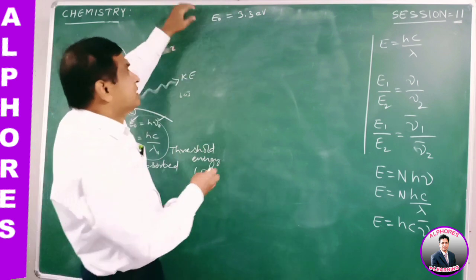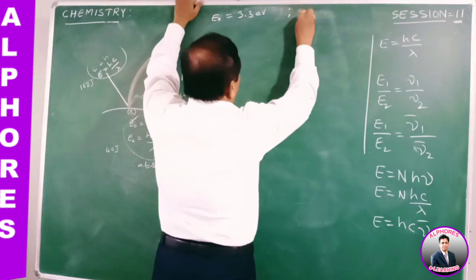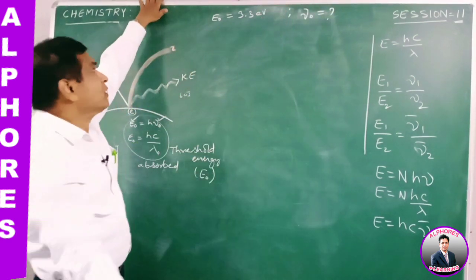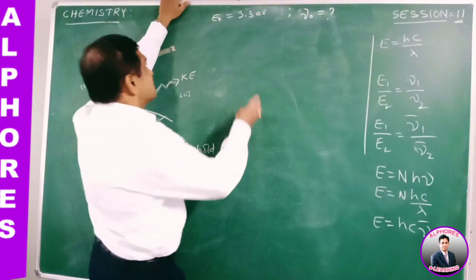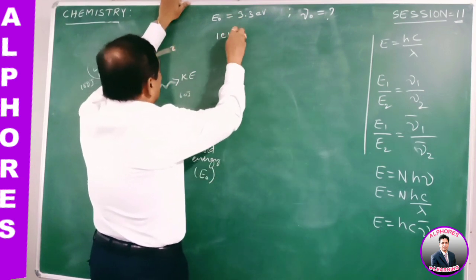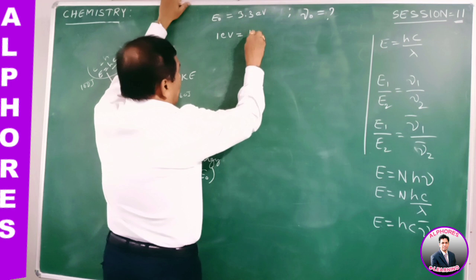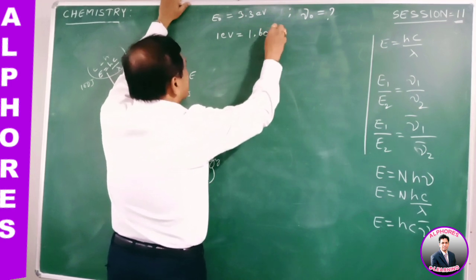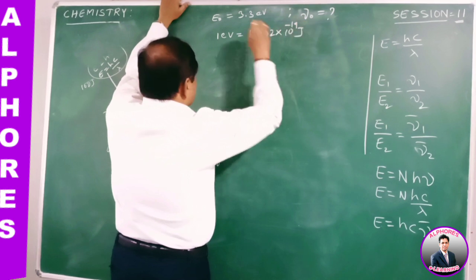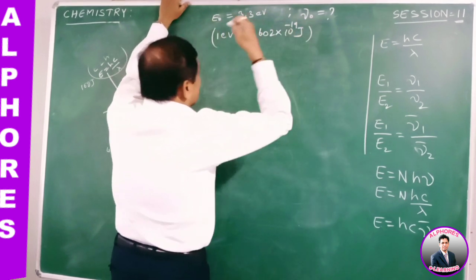So calculate its threshold frequency. Again, the same concept is repeated. As we know, 1 electron volt is equal to 1.602 into 10 to the power minus 19 joules. You should be very careful about it.